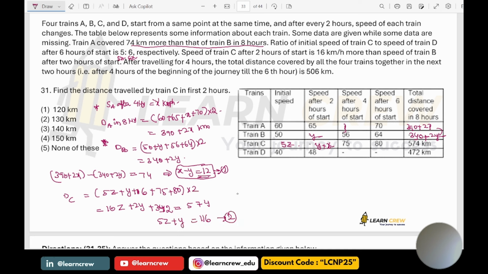Now please see, what about D? Total distance covered by D from 4 to 6 hours of starting would be how much? 472. D from 4 to 6 hours of starting would be how much? 472 minus 176. Because why? See here.